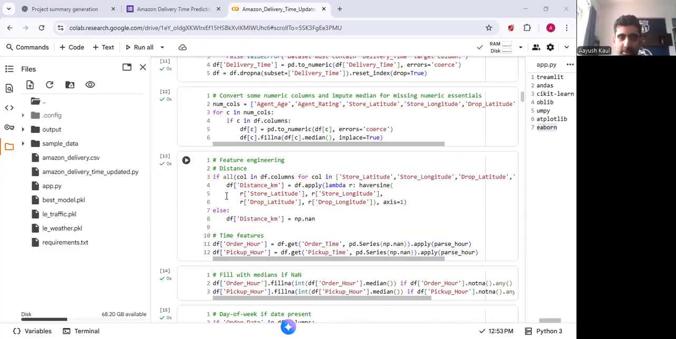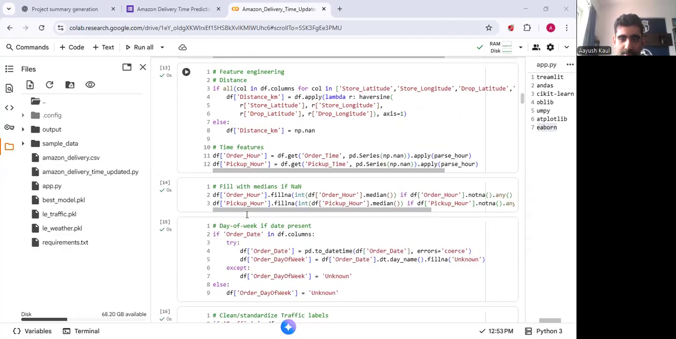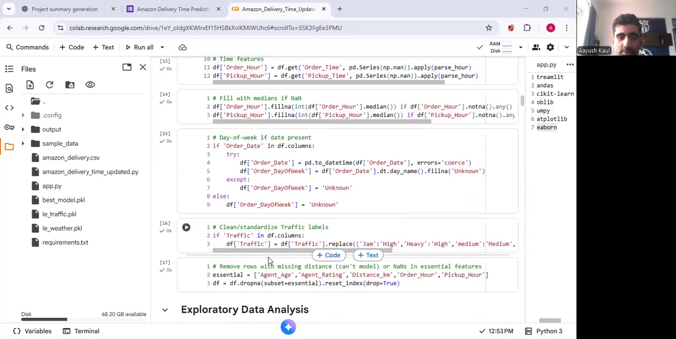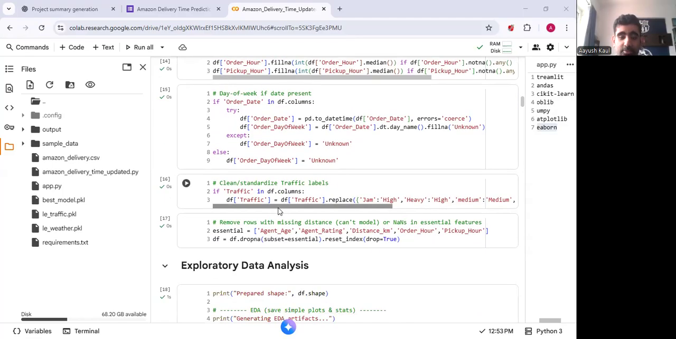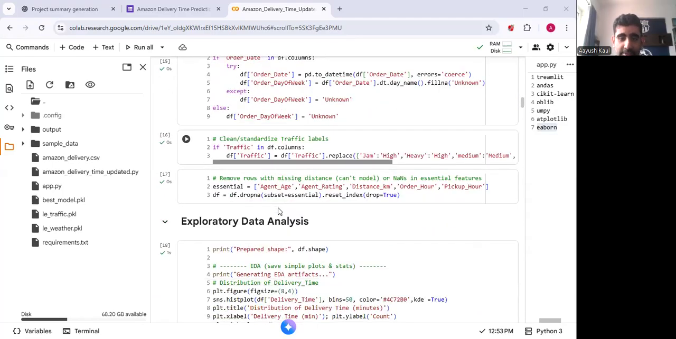Then I did feature engineering, wherein I created a feature to find the distance between various coordinates. Also, I created time features and then I filled the null values with medians. Also, I found the day of the week if date was present using this code. And then I cleaned and standardized the traffic label and then removed the rows with missing distance, which we cannot model, or null values in essential features using this code.